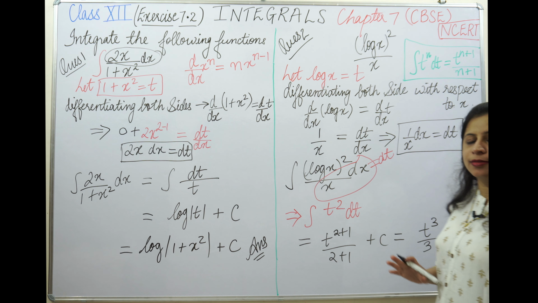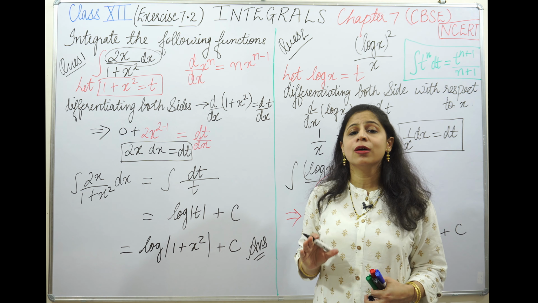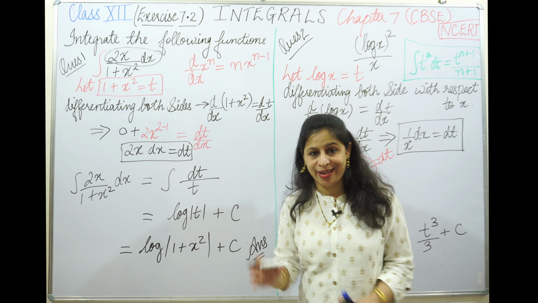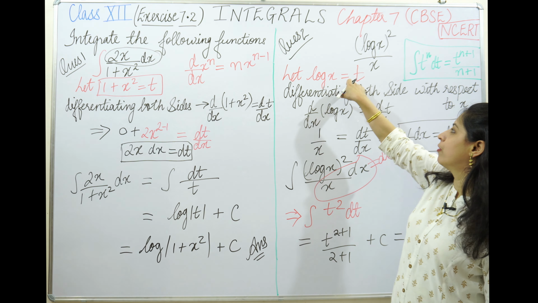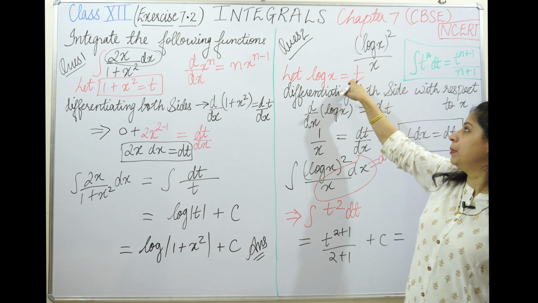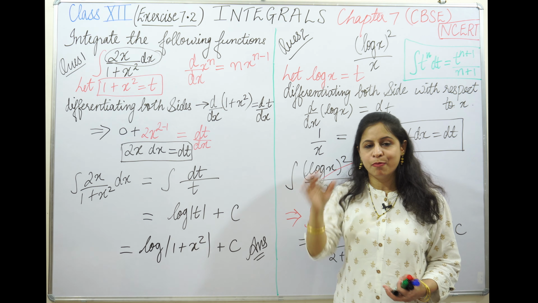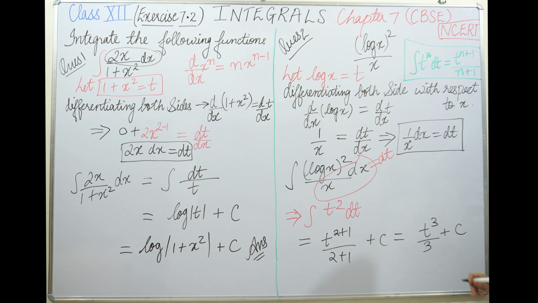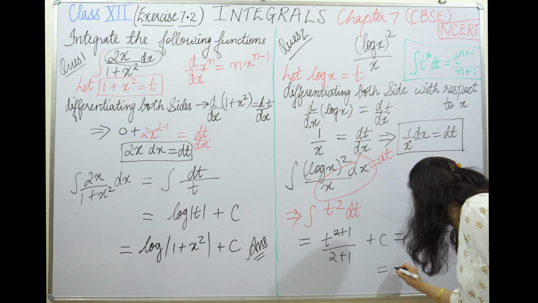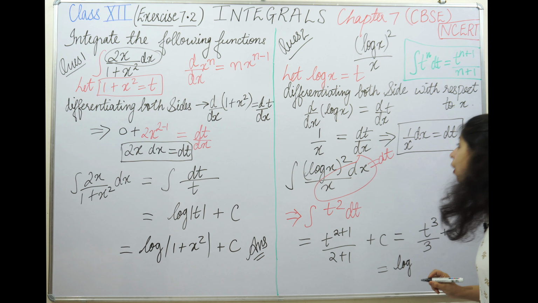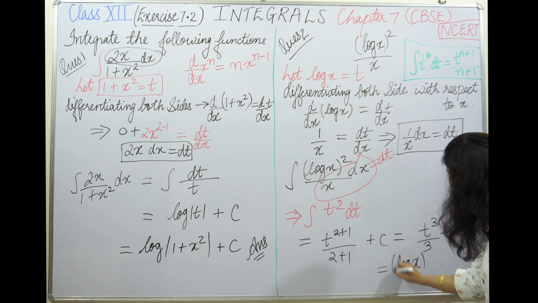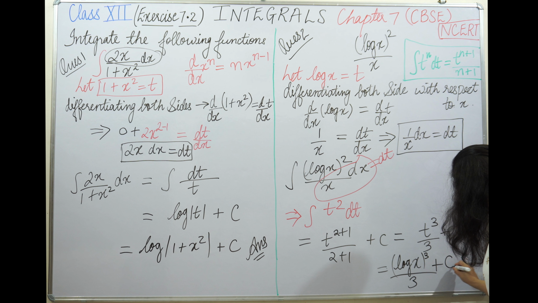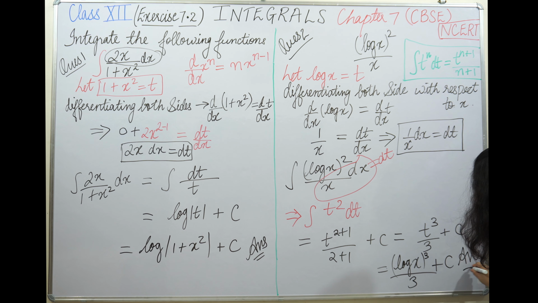But this is not my answer because my question was in terms of x. So my answer also should be in terms of x. So whatever I have assumed for log x, I will be resubstituting it back. Resubstituting t back to log x, I will get my answer. So my answer will be (log x) whole cube upon 3 plus c.